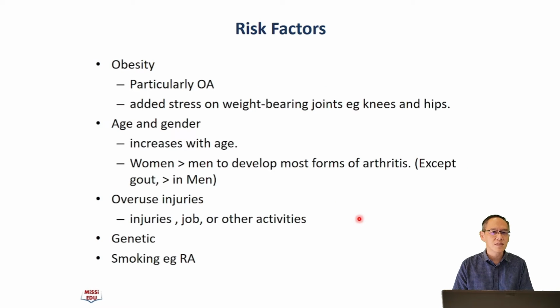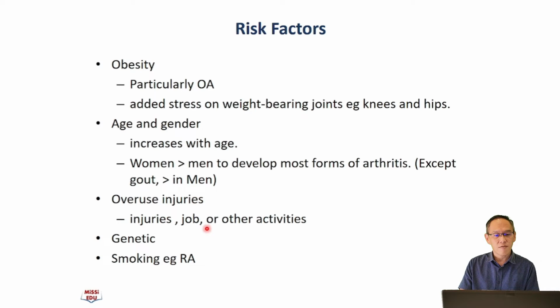What are the risk factors for a person to get arthritis? Obesity, obviously, as mentioned above, is a cause of arthritis because of the added stress on the weight-bearing joints. Age and gender: as we age, the arthritis risk increases. Women tend to have arthritis problems more than men, except gouty arthritis, which is more common in men.